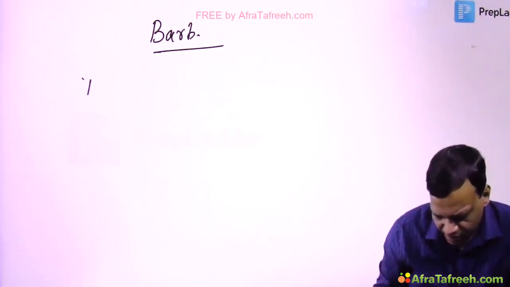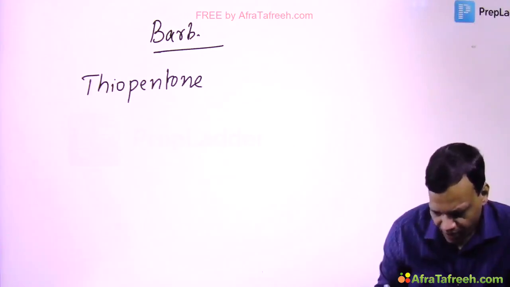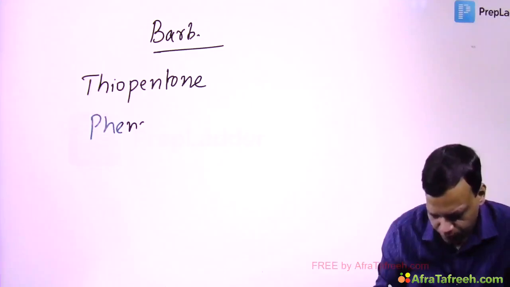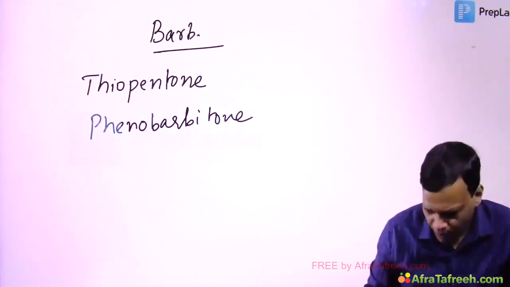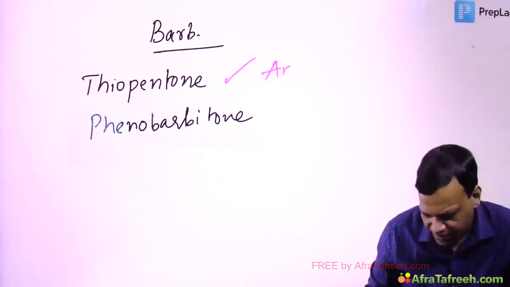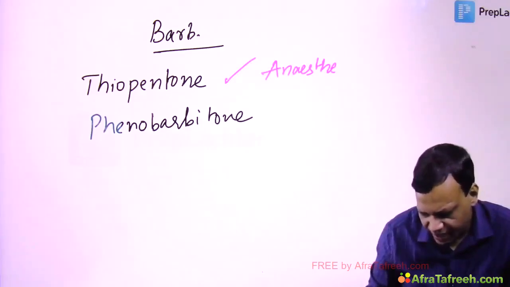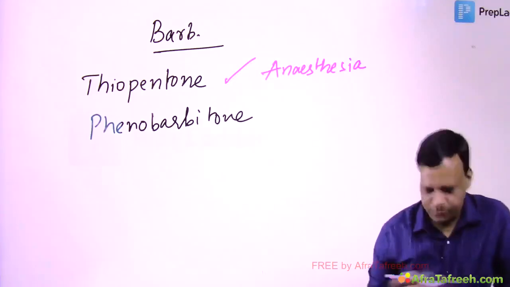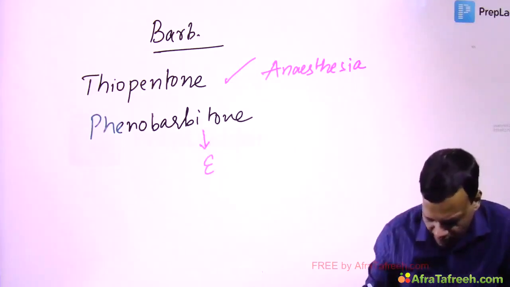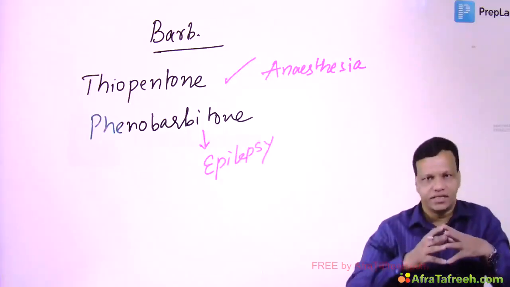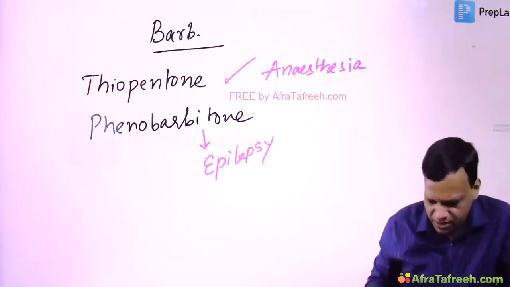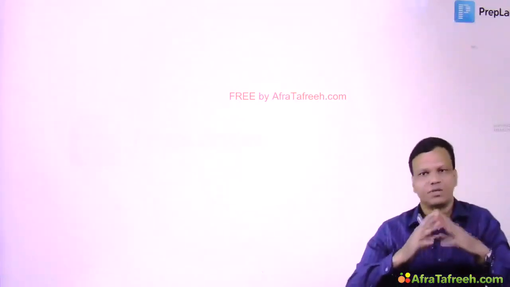Okay, so only 2 barbiturates are currently being used. One is thiopentone and second is phenobarbital. Thiopentone is used in anesthesia. We will discuss it in detail when we discuss anesthesia. And phenobarbital is used in epilepsy. We will discuss it along with other anti-epileptic drugs. So that is important to remember about barbiturates.